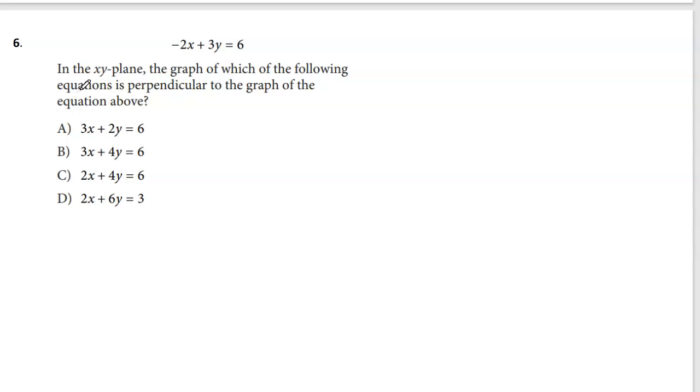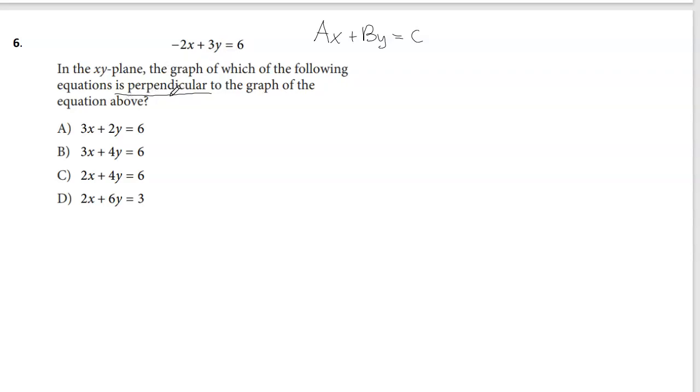And then we come to question number 6. Question number 6 says, we have this equation for a line in the XY plane, and it says that it is perpendicular to another graph, which is one of these, right? So we're trying to figure out which one of these is actually perpendicular to that, right? This equation has been written in the standard form, so it looks like this. Now, to find the slope of this, right?